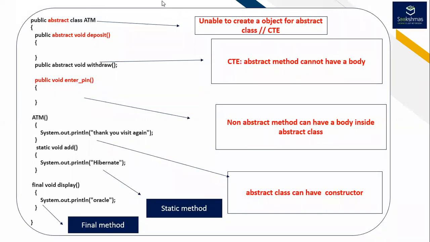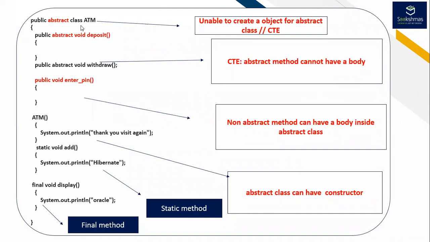Once you declare an abstract class, followed by ATM, we are unable to create an object for the abstract class. This is the first point. Second point, when you declare an abstract method, there is no body for the abstract method. If you forcefully open the body, again you will get the compile time error: abstract method cannot have a body.